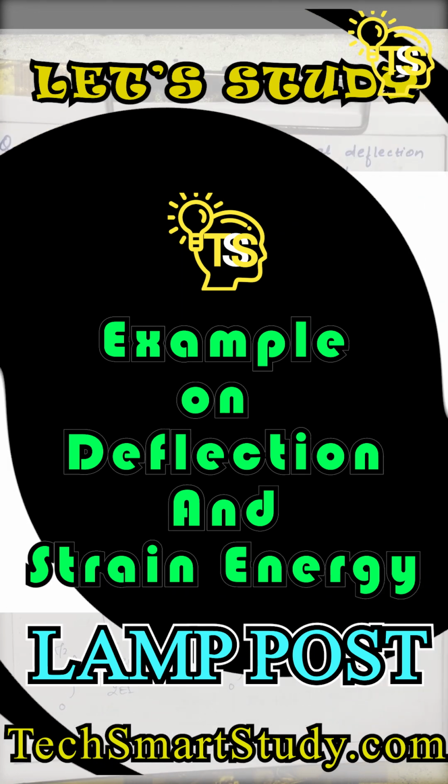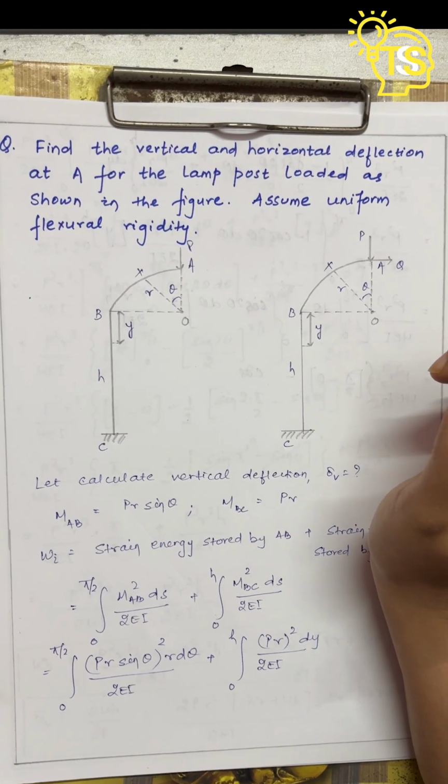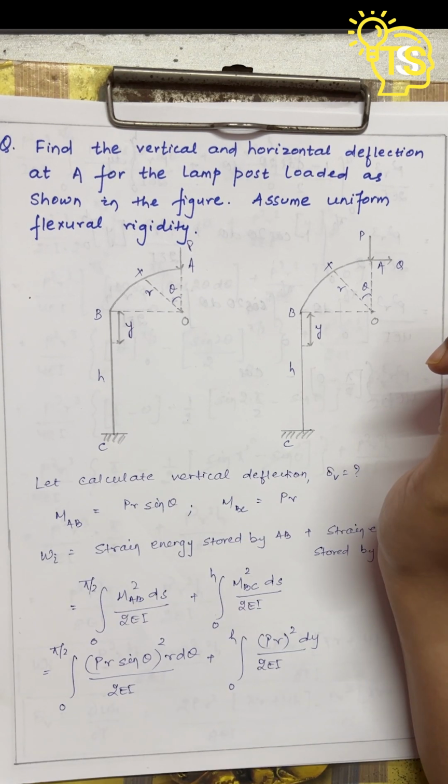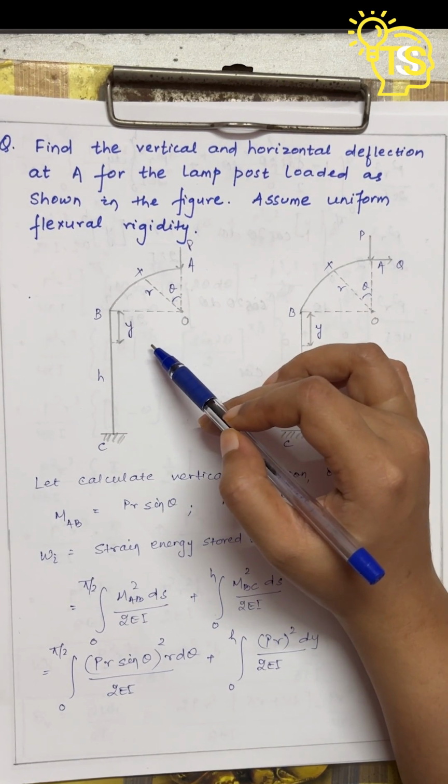Let's solve a problem based on first theorem of Castigliano. The question is, find the vertical and horizontal reaction at A for the lamp post loaded as shown in the figure. Assume uniform flexural rigidity. This is the figure that is given in the question.